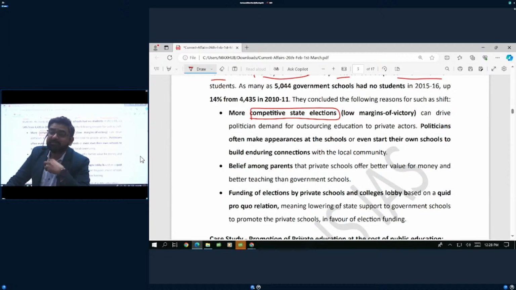Obviously, if I am a capitalist, I give you money for fighting elections, so I want you to strengthen government schools and weaken them. Weaken them. If you will not weaken them, then how would these kids come to my private school? This is the prime problem. Intentionally, government schools are being weakened in India so that the private schools can be promoted.